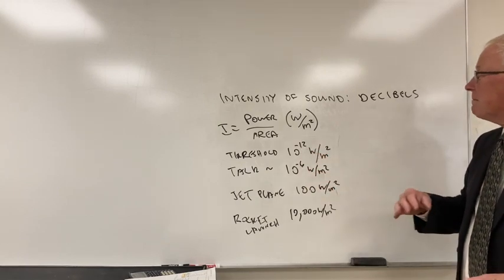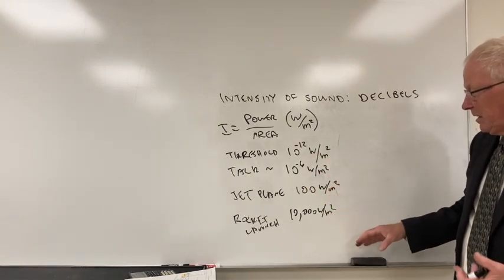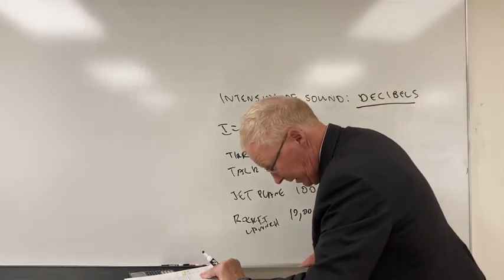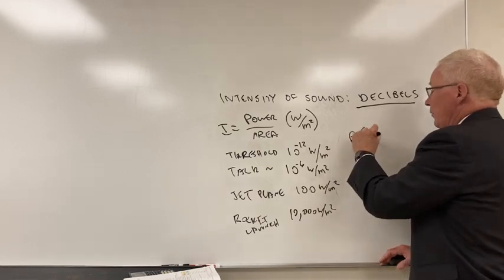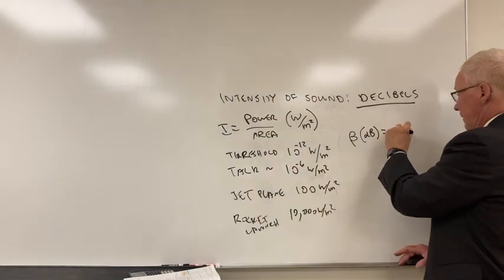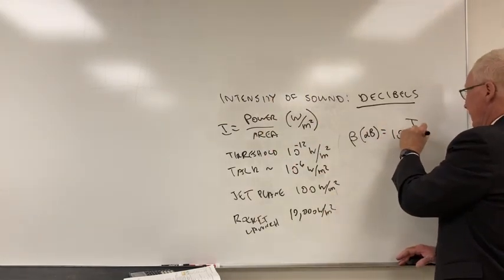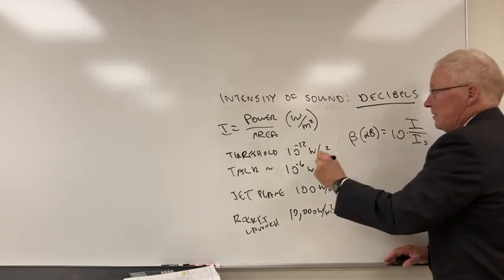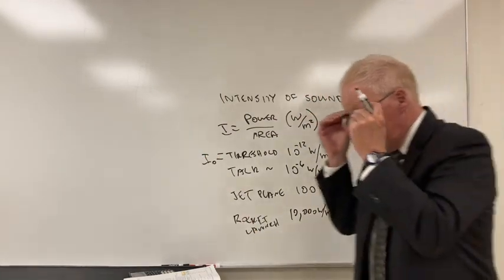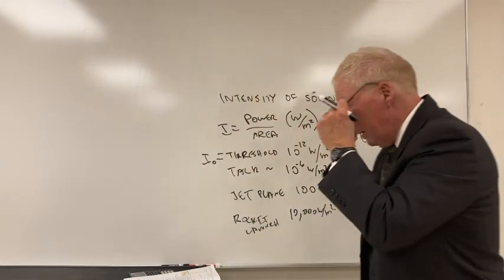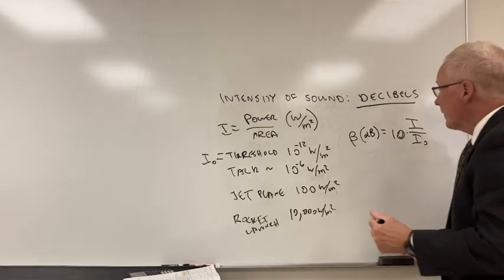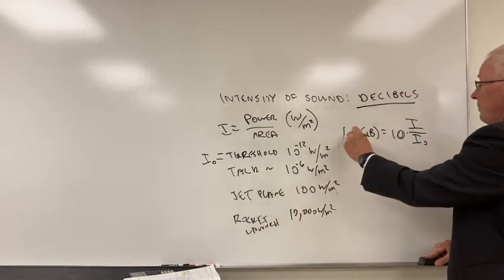So to avoid this, we use what we call the decibel scale. The decibel scale is given as, we call it beta, in units of dB, is 10 times the log of the intensity over what we call I naught. I naught is the threshold of hearing, and that's 10 to the minus 12 watts per meter squared.